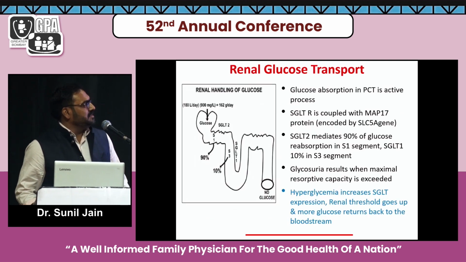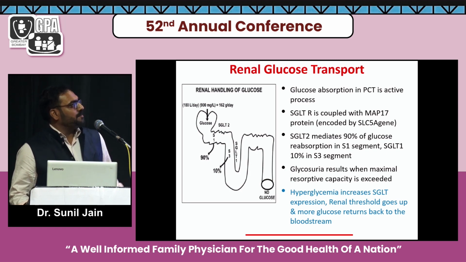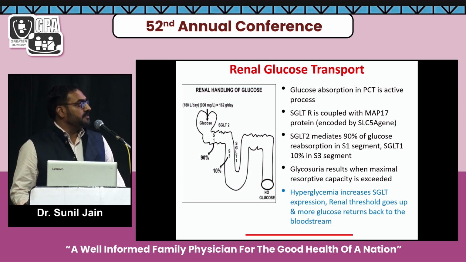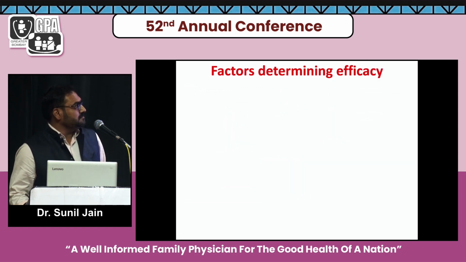So the action: glucose absorption in the proximal convoluted tubule is an active process. SGLT2 is coupled with MAP17 protein and it mediates 90% of the glucose reabsorption in the S1 segment, and SGLT1 mediates 10% in the S3 segment. So you have glycosuria which results when the maximum reabsorptive capacity is exceeded. So this is the way the action is there.